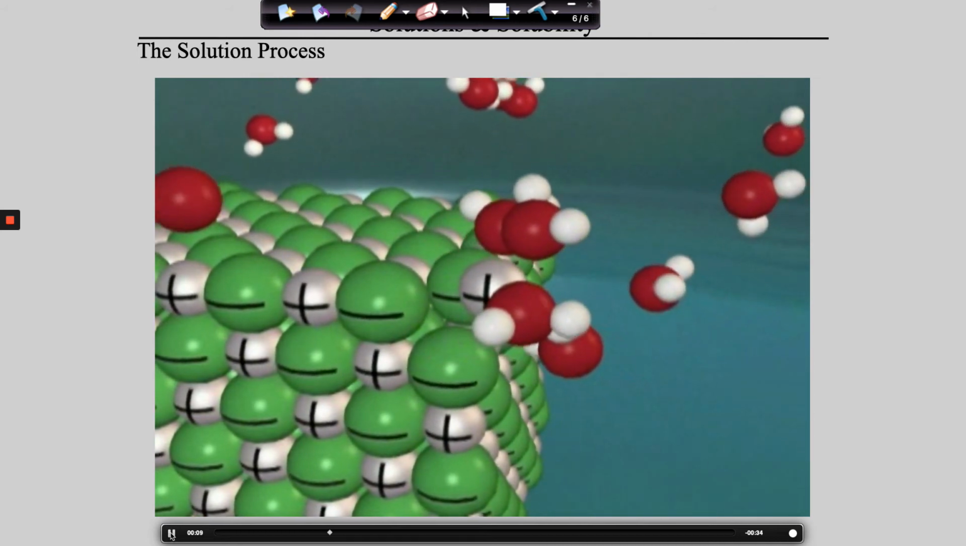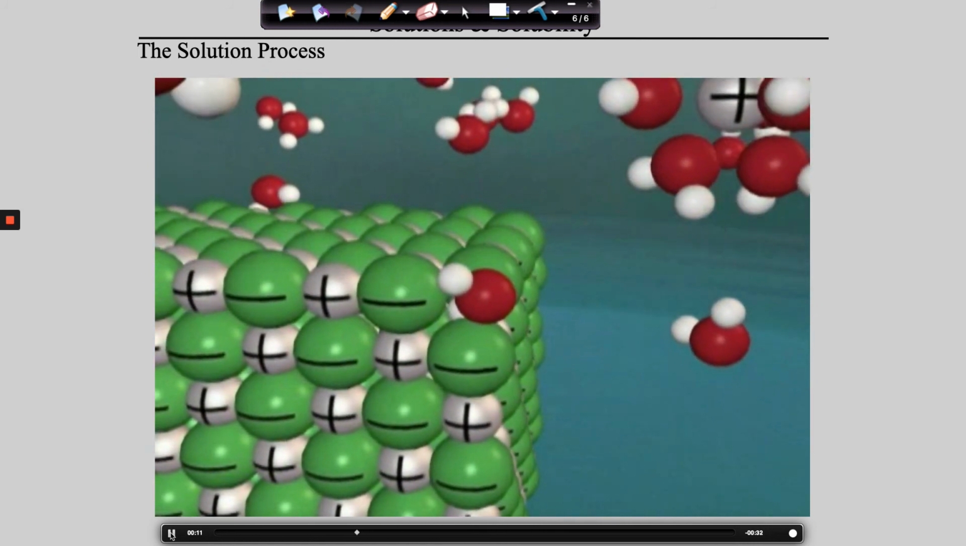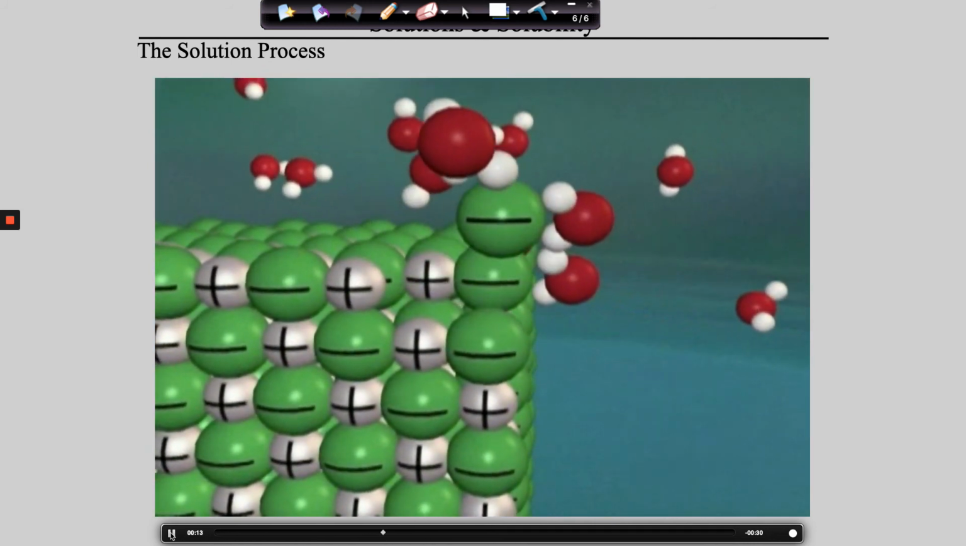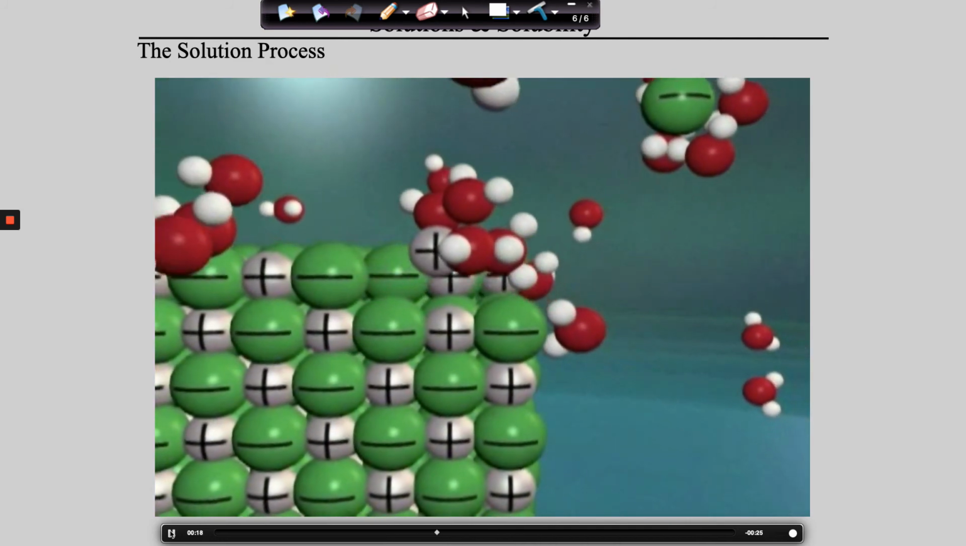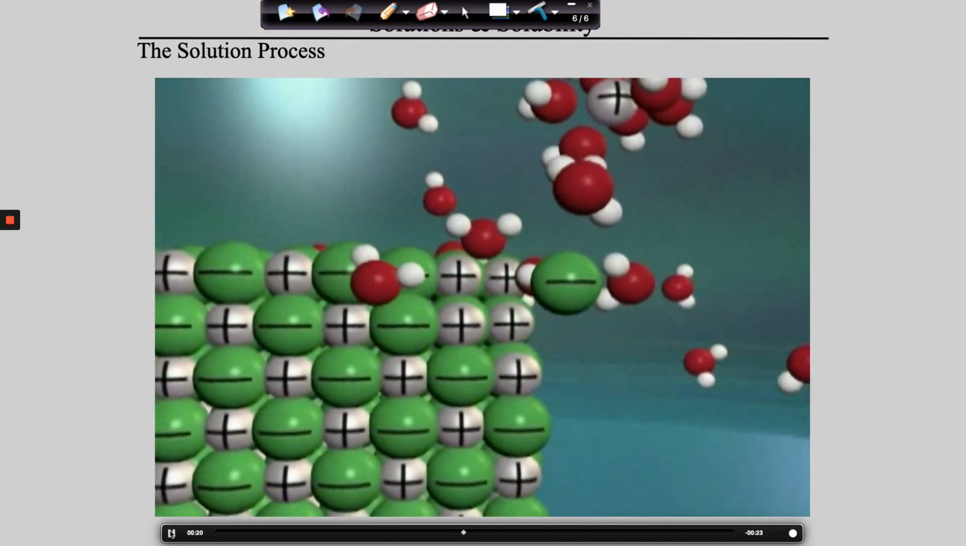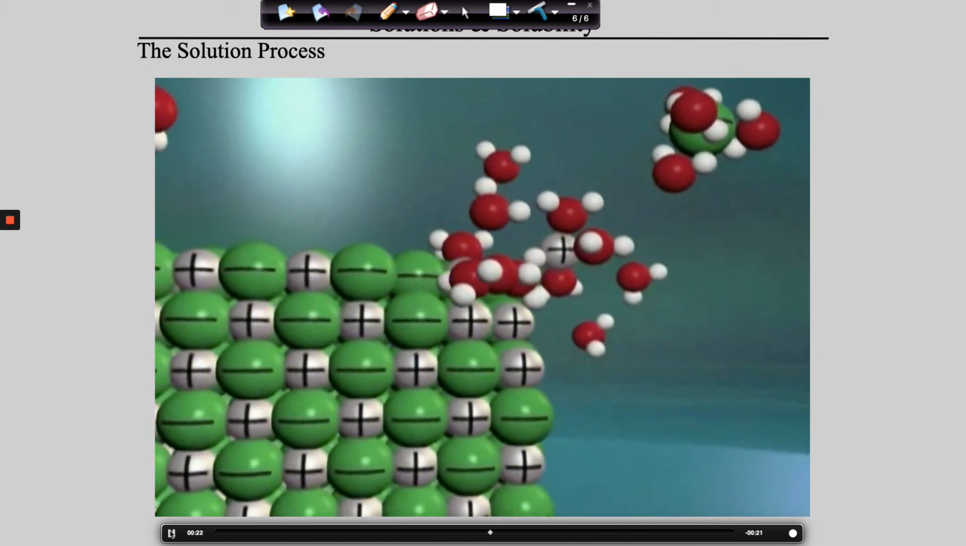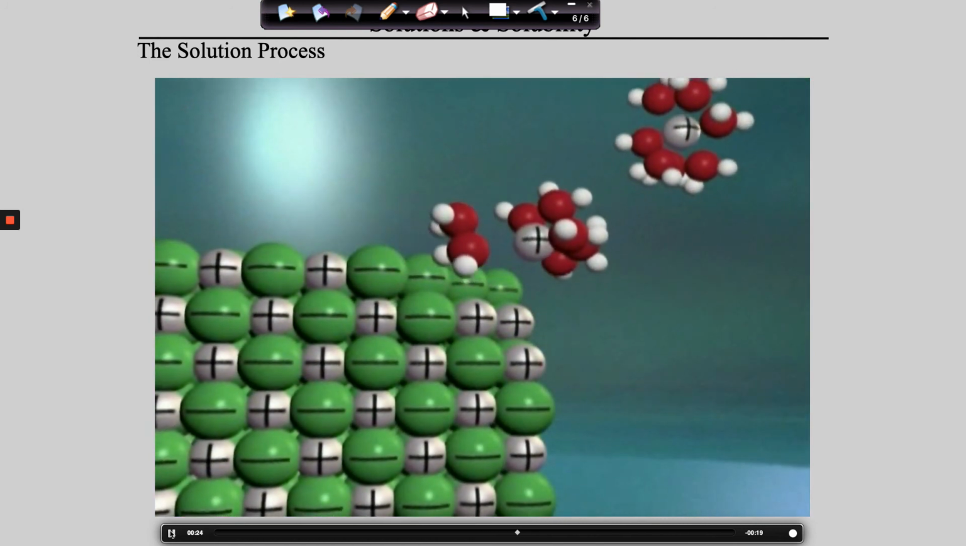Interact with the ions on the surface. If the salt is soluble, the attractive interactions with water molecules overcome the ionic attractions within the lattice. The solvated ions move off the surface and become separated in solution.